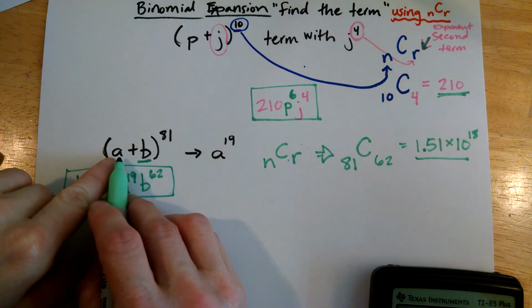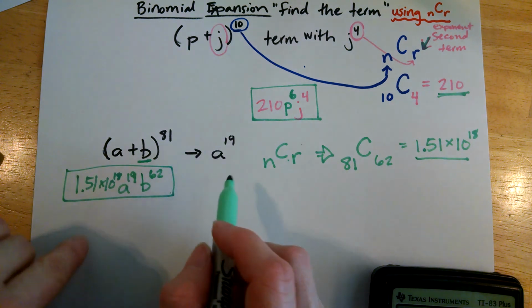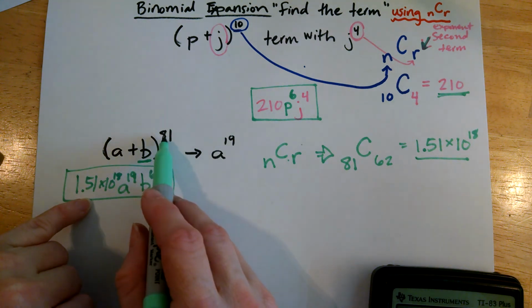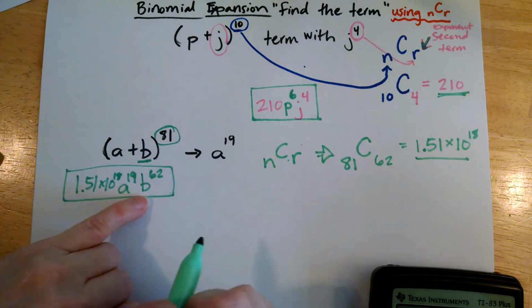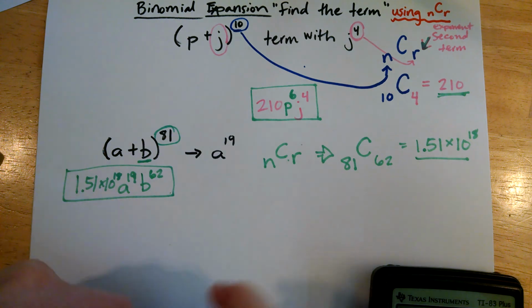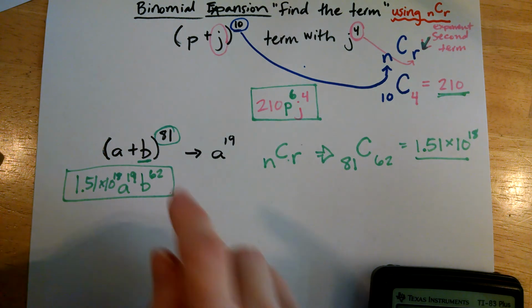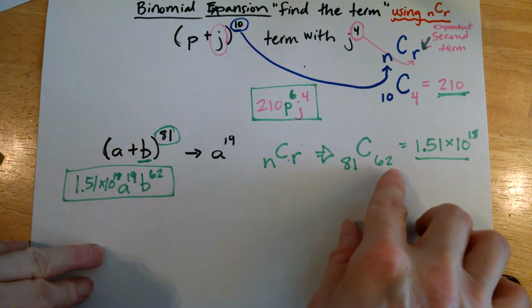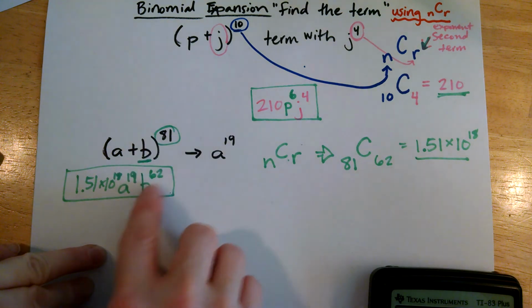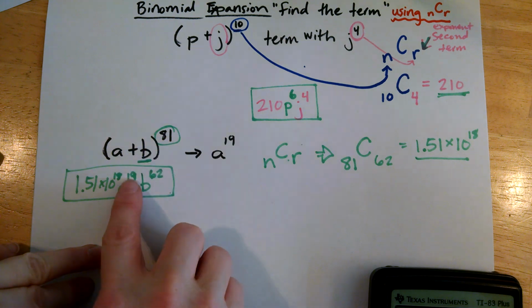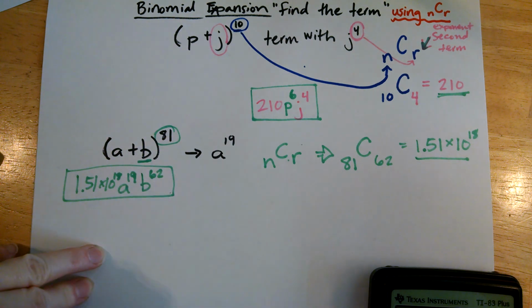So when you're given just the first term, you've got to subtract it from the original degree to figure out what you need to put in for the combination. So 81 is the original degree, and 62 is what the second term would be raised to, and we got that by subtracting 19 from 81. And there you go. That's it.